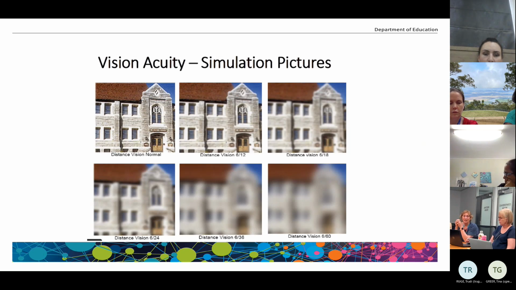So, your visual acuity. The first one on the top left is normal vision. As we go down to the bottom, you have a person who is 6/60. What we would see at 60 metres, that's what they would see at 6 metres. Distance vision of 6/24: what we see at 24 metres, they have to be at 6 metres to see the same picture with the same clarity.